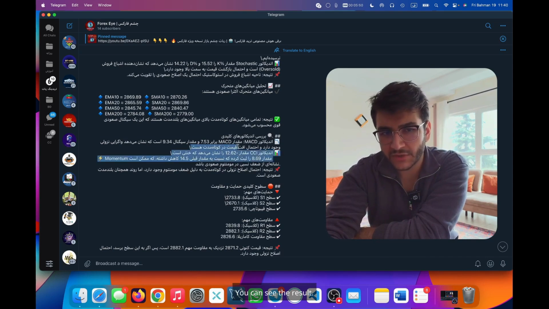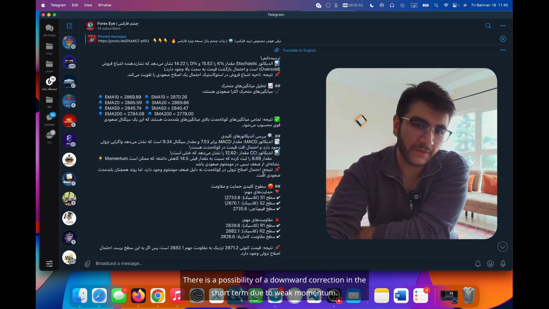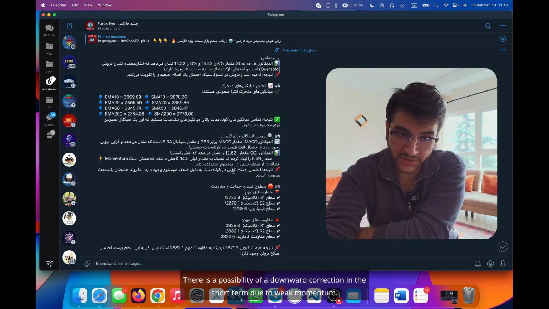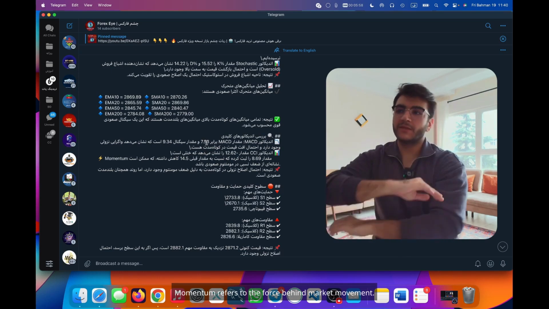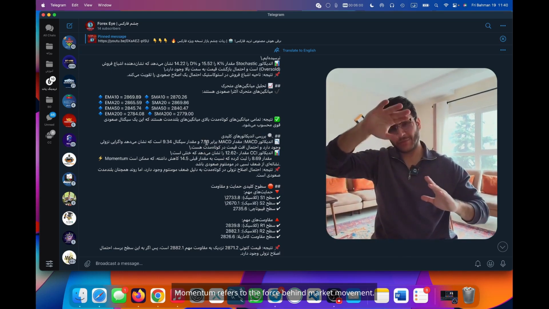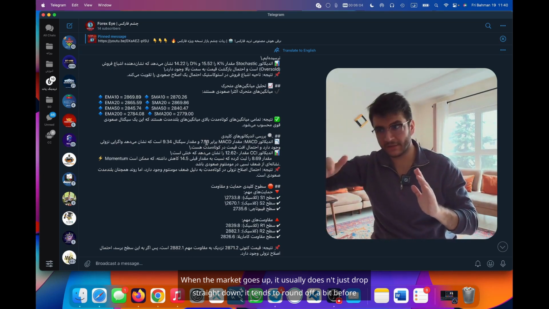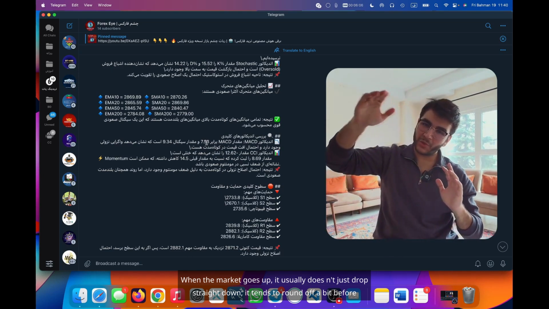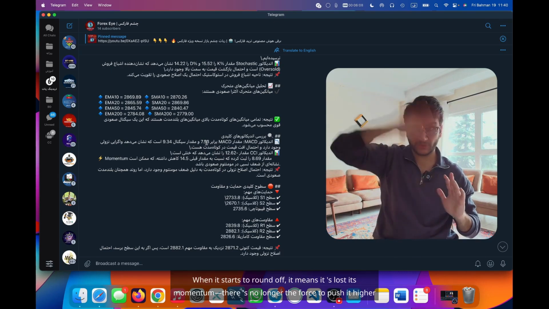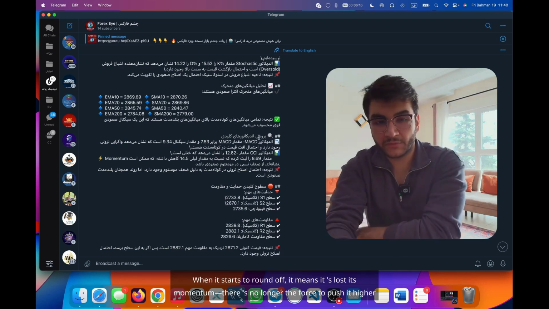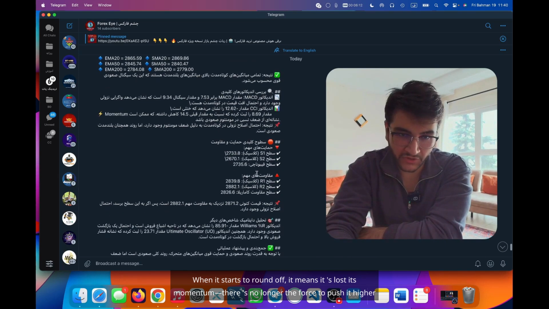Now, these are learning points. You can see the result. There is a possibility of a downward correction in the short term due to weak momentum. Momentum refers to the force behind market movement. When the market goes up, it usually doesn't just drop straight down. It tends to round off a bit before correcting. When it starts to round off, it means it's lost its momentum. There's no longer the force to push it higher.